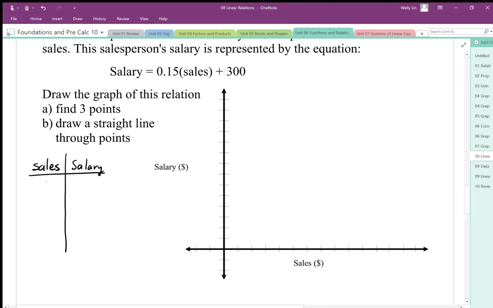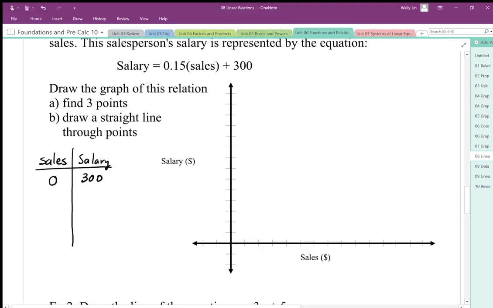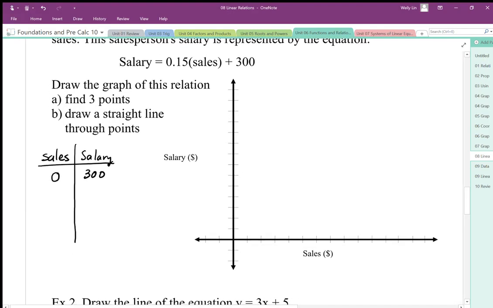So I'm going to start with 0 sales, because that's always a good place to start. How much do I have to start with? Well, my word equation tells me I start with $300. And we don't really know what this guy's selling, but let's assume he's selling thousands of dollars of goods. So we're going to say he sells $1,000. Well, using the equation, again, remember the equation allows us to get coordinates, which we can then put on a graph. So I'm going to go 1,000 times 0.15, that's 150, plus the original 300, so he has $450.